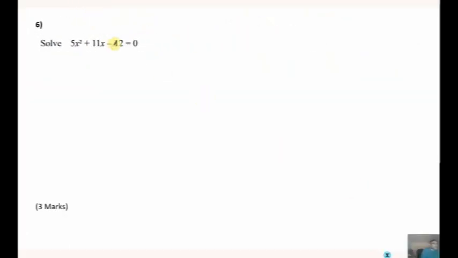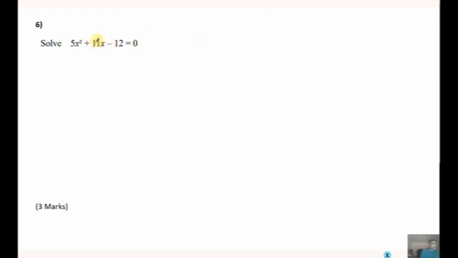Okay, so this is a harder quadratic equation to solve. Now when you see a number in front of x squared, that should tell you to use the quadratic formula, even though it doesn't say give your answer to some decimal places or to 3 significant figures, for example. In this case, I think you are able to factorize it, or you can use the formula.